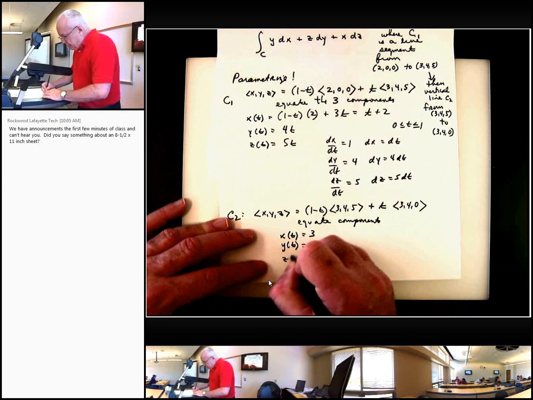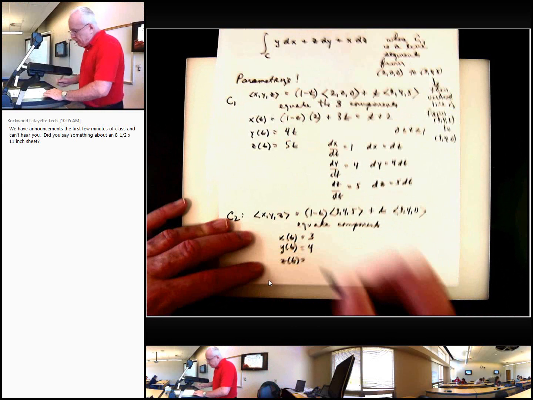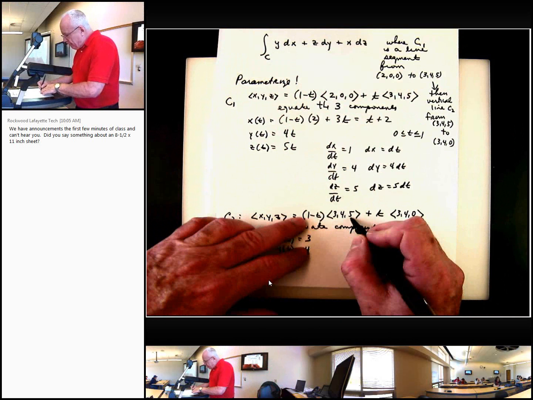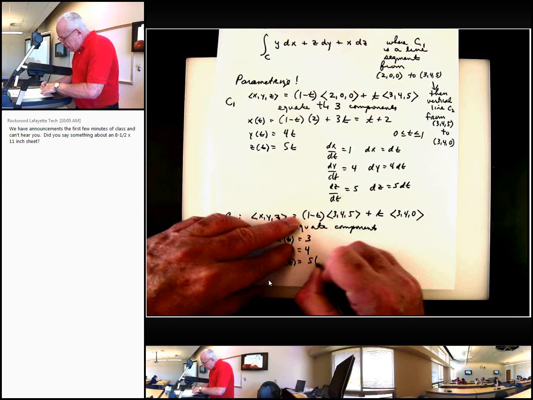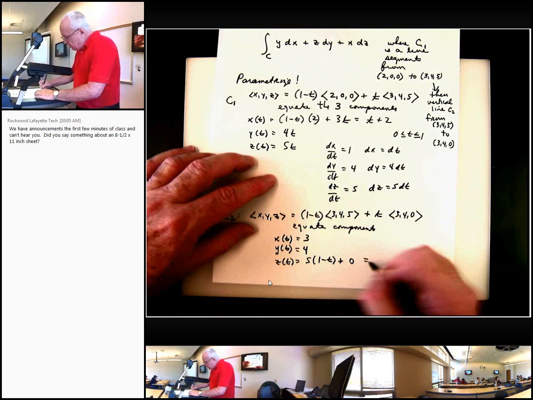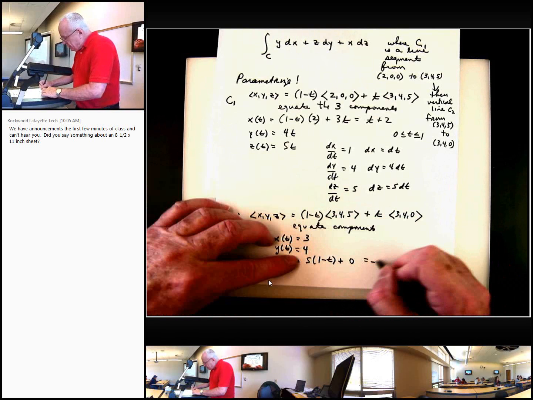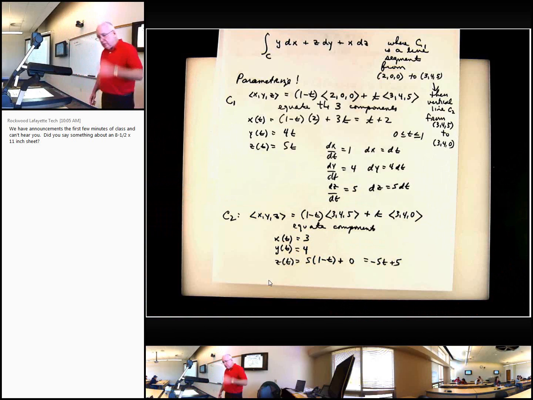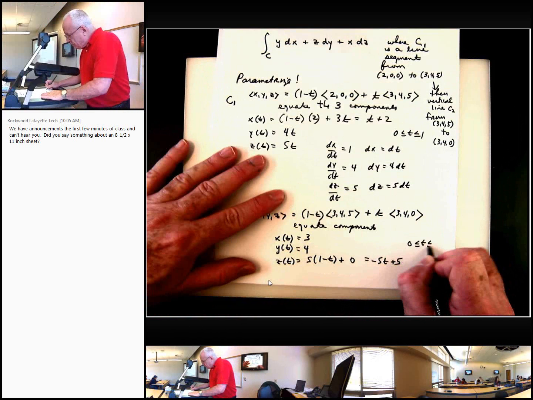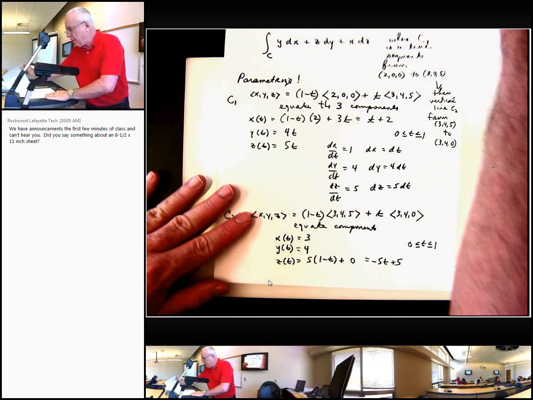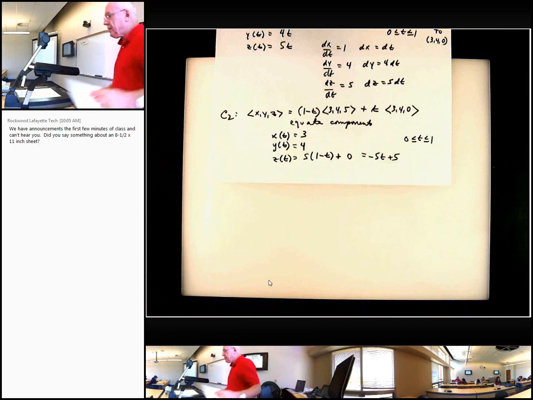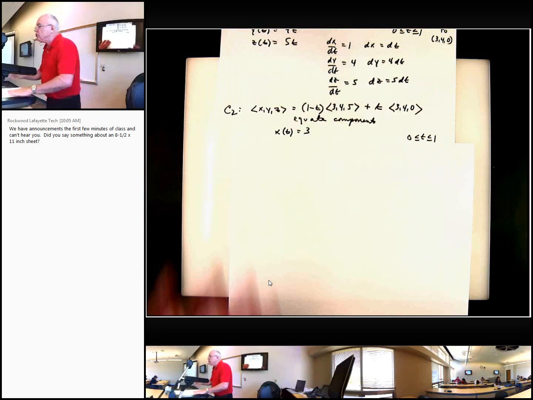Now, z of t is the only thing that changes. So for z of t, we have 5 times 1 minus t plus 0. So it's minus 5t plus 5. That's our parameterization there, and this is for t going from 0 to 1. Okay, so we have to do this along these two separate curves.